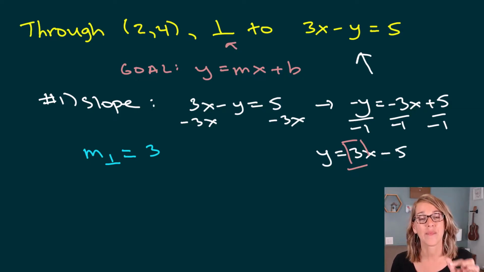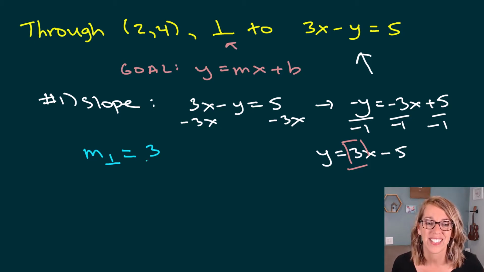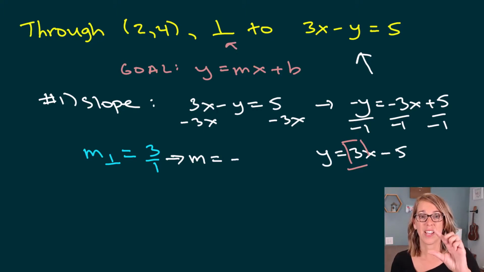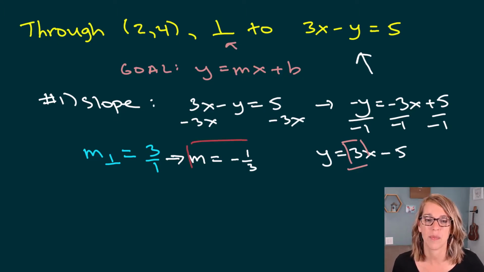And I know that the slope that I'm looking for has everything opposite. I'm going to change the sign and I'm going to take the reciprocal. So let's think of this as a 3 over 1. That means that the slope that I need is equal to negative, and I'm going to switch the fraction, take its reciprocal, and I get negative 1/3. Okay, so I've got my slope.